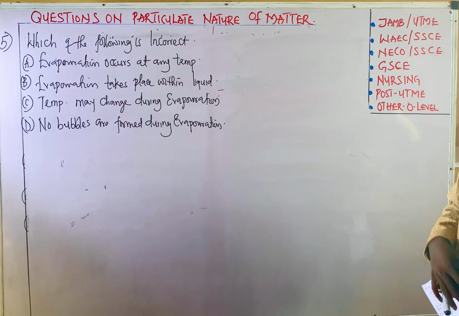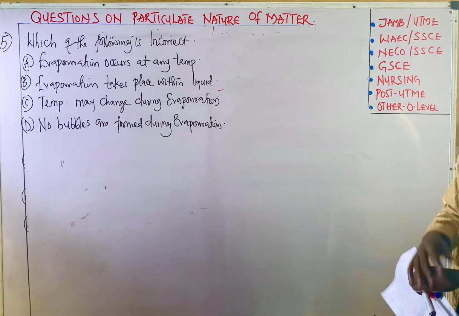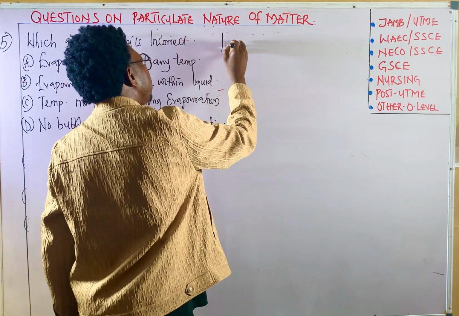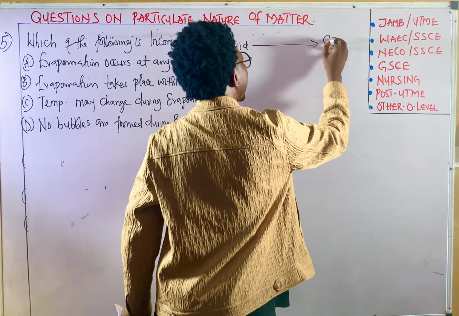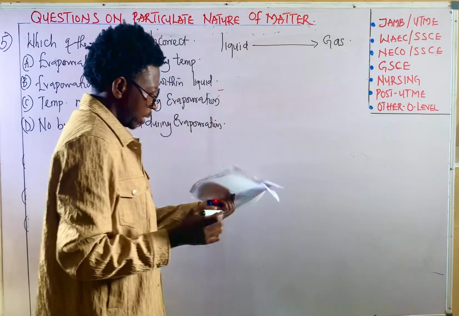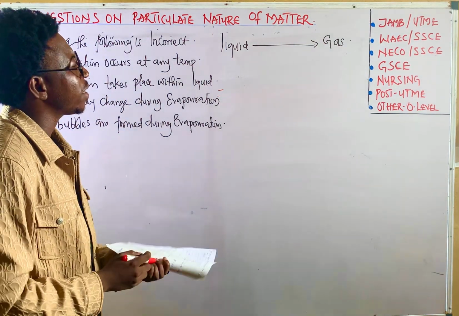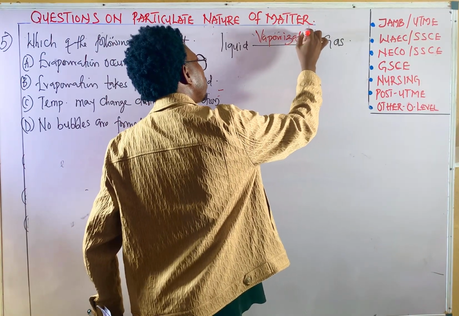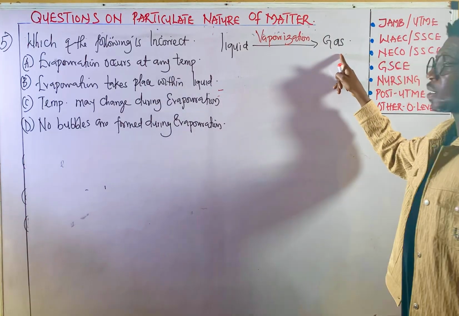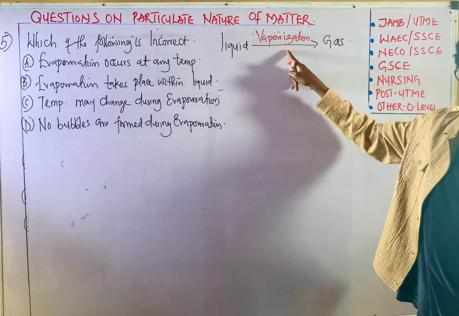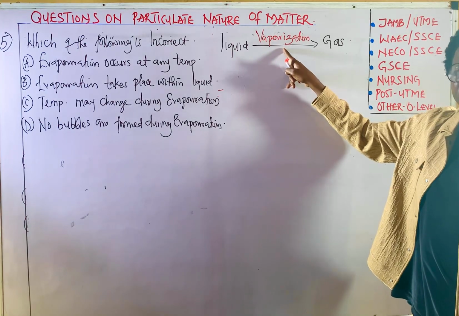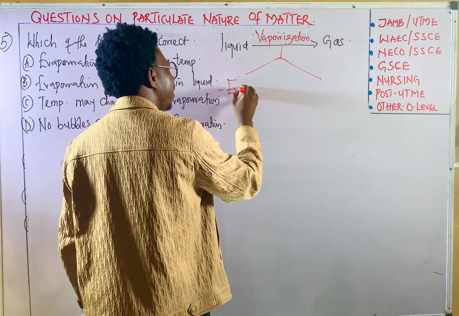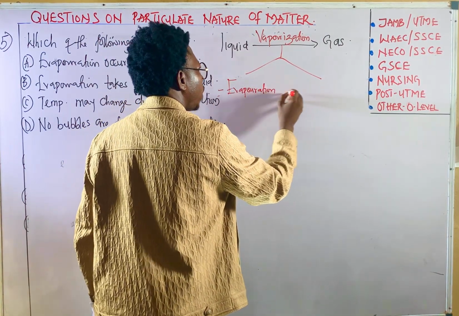Good. Now, write the question, try to answer it, then play back and see if you are correct. Now, if liquid turns to gas, the term used is called vaporization, not evaporation. Conversion of liquid to gas is not evaporation. The term used is vaporization. But vaporization can occur in two ways, either by evaporation or boiling.